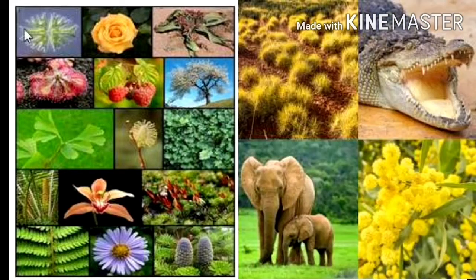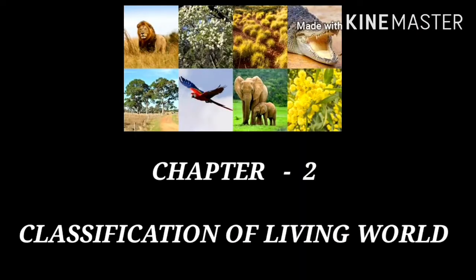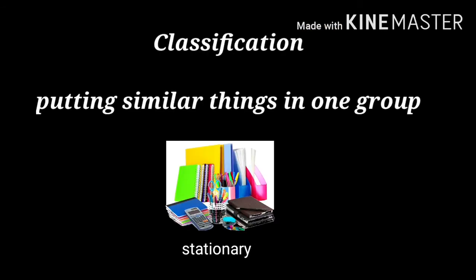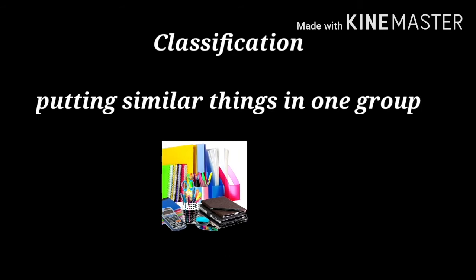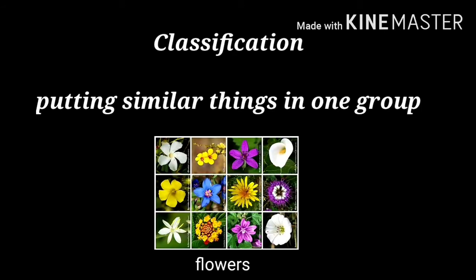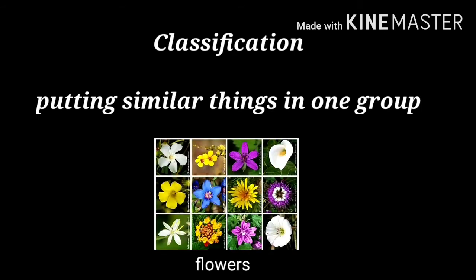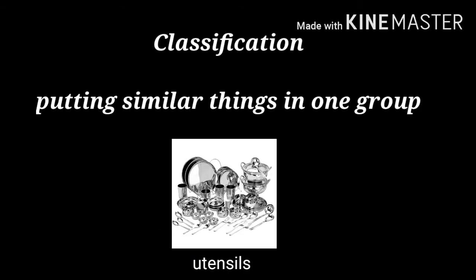Good afternoon, class. Today we will start a new chapter in biology, chapter 2, classification of the living world. Do you know what classification means here? Classification means arranging things in order or in groups according to their characteristics. Or simply we can say that putting similar things into one group is called classification. Let's take a few examples to understand it in a better way.